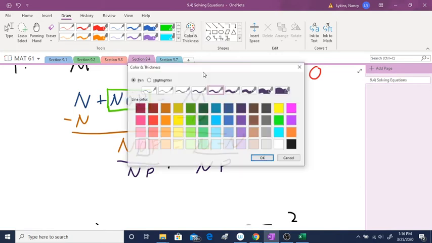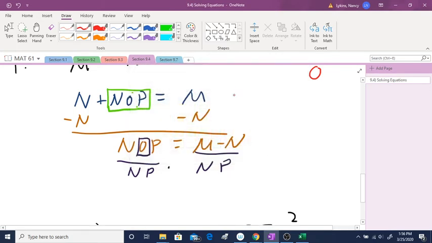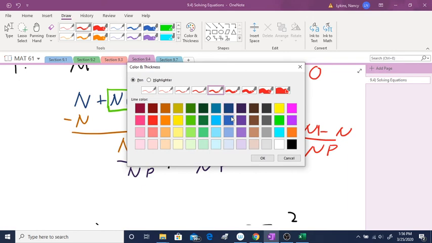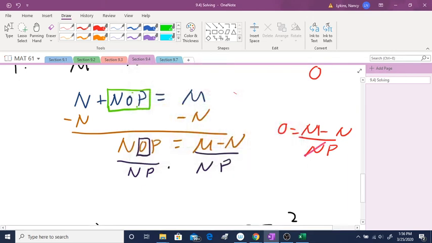Now, some of us may try to simplify this and say, okay, since I'm solving for O, O is going to equal M minus N over NP, and then I can remember in math the N's cancel. This is not how you do it. You just want to leave it as M minus N over NP.